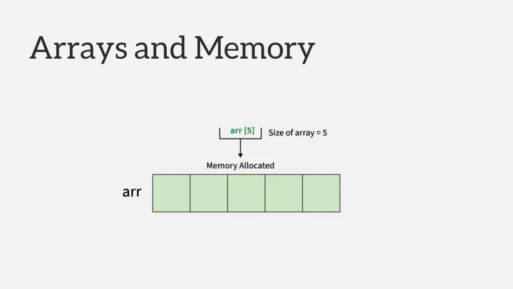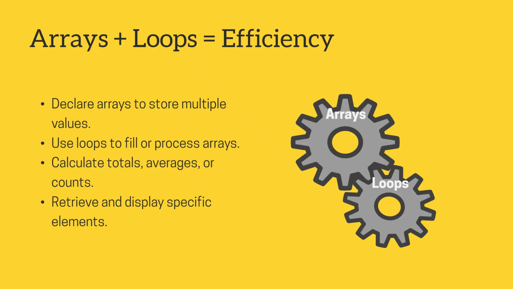Now let's take a moment to appreciate what we've learned so far. Now you know how to declare arrays in order to store multiple values, use loops to fill or process arrays, calculate totals, averages, or counts, and then retrieve and display specific elements. Now, this combination of arrays and loops, like I said, is one of the most powerful and common patterns in programming. It shows up in almost every language that you'll ever use.